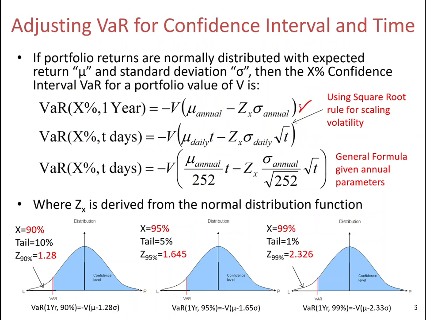Given that VaR formula for annualized VaR, we could also calculate a daily VaR by just substituting daily means and daily volatilities. If I want the T-day VaR, say 1, 2, 3, 5, 10 days, I would take the same formula, except I'd use the daily mean times the number of days minus Z of X times the daily standard deviation times the square root of time. So if you're looking for the 3-day VaR, that would be the daily mean times 3, minus the Z value times the daily standard deviation times the square root of 3.